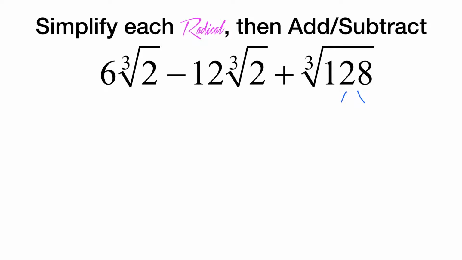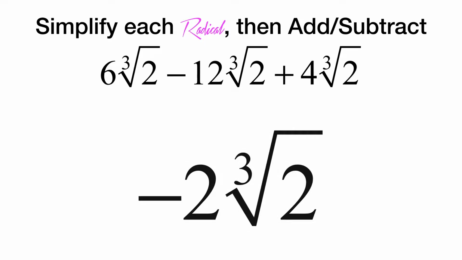Now 128. 128 is, well, I'm just going to go with the 2 theme. Hope it works. 2 times 64. And I actually know the cube root of 64 because that's going to just be 4, meaning plus 4 cube roots of 2. So let's see. 6 minus 12 is negative 6 plus 4. That's going to be negative 2 cube roots of 2.